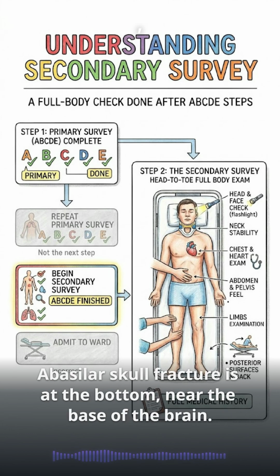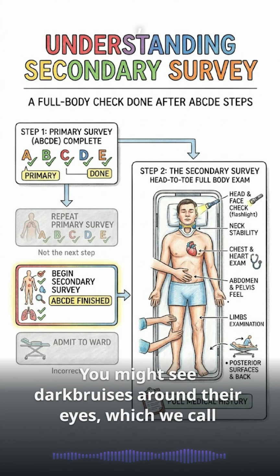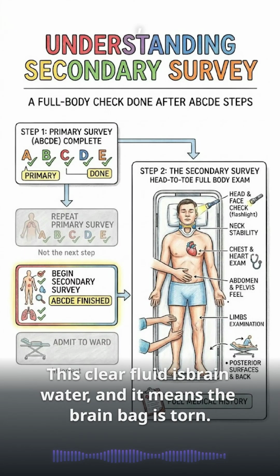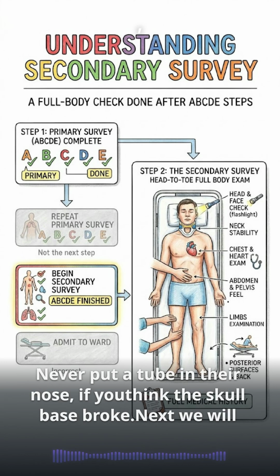A basilar skull fracture is at the bottom, near the base of the brain. You might see dark bruises around their eyes, which we call raccoon eyes. You might also see clear fluid leaking out from their nose or their ears. This clear fluid is brain water, and it means the brain bag is torn. Never put a tube in their nose if you think the skull base broke.